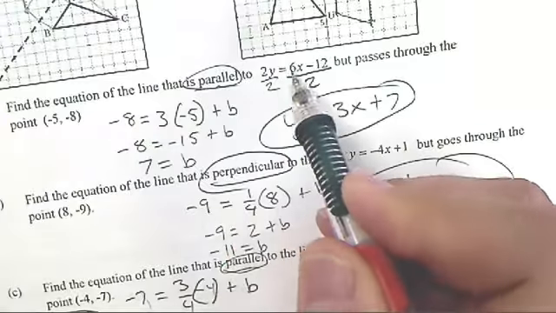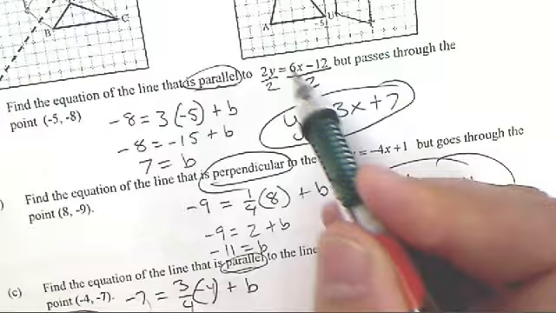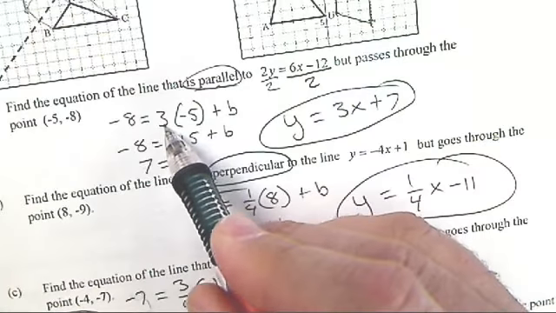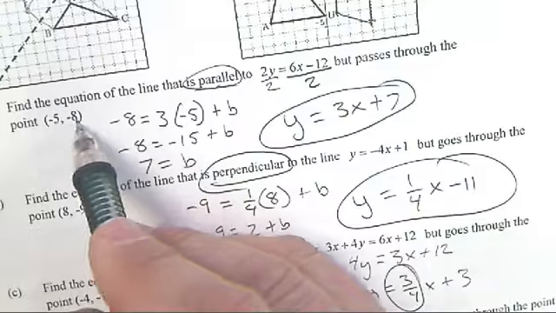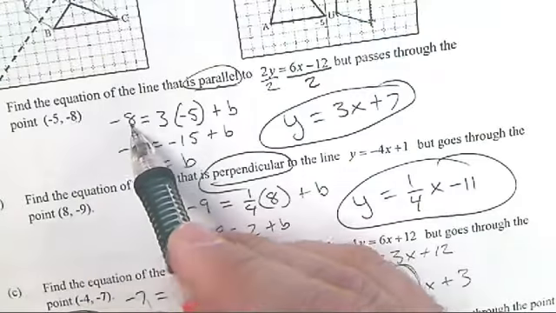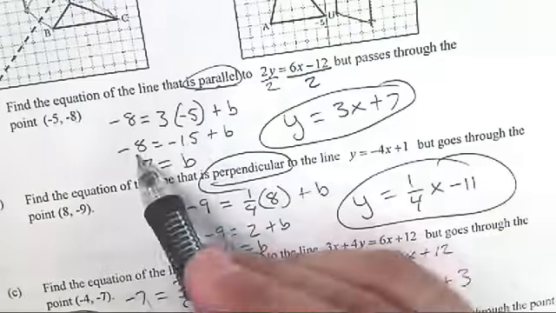Parallel means the slopes are the same. I have to have it in y equals mx plus b form to be able to see the slope, so I divided by 2 on each side, so that becomes 3. So there's my 3 for my slope. I plugged in a point, -5, -8, so -8 is my y, -5 is my x. Multiply them, add 15 to both sides, that's how I got 7.